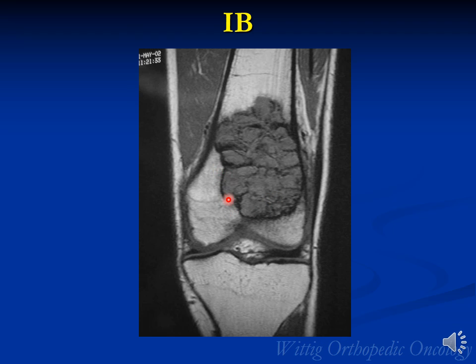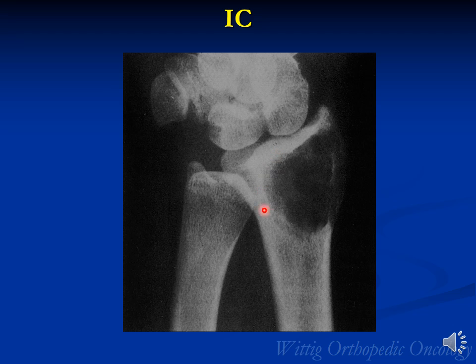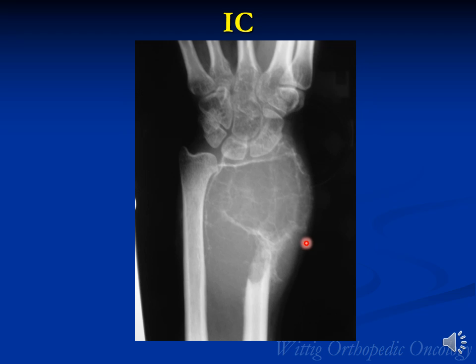This is an MRI of the same lesion. You can see down here where there's more sclerosis around the lesion, and up here maybe this is a more active area. There's less sclerosis. Here is a 1C margin where you do not see a sclerotic margin around this lesion at all. Another 1C margin. This is a giant cell tumor.